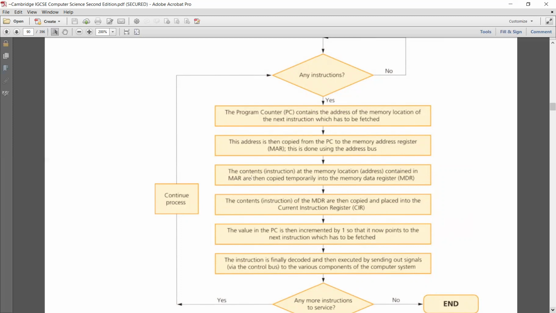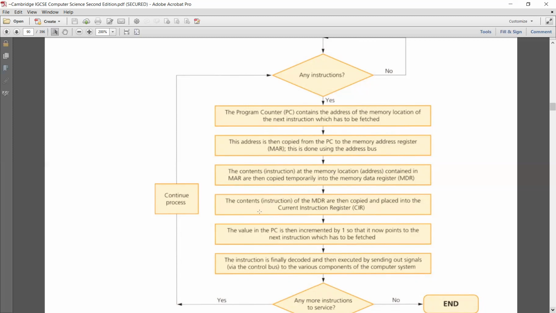After that, what happens is the contents at the memory location address contained in MAR are copied temporarily to MDR. So now MDR becomes your destination, and the data is copied from MAR to MDR. Whatever has been pointed towards is copied to MDR from MAR.